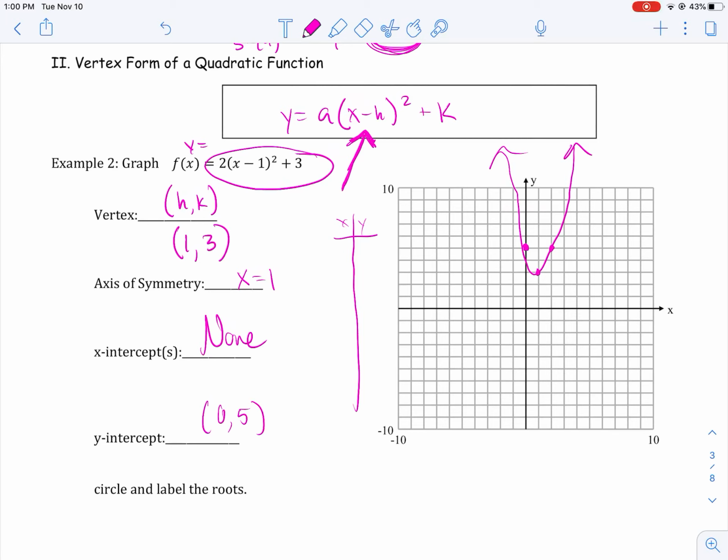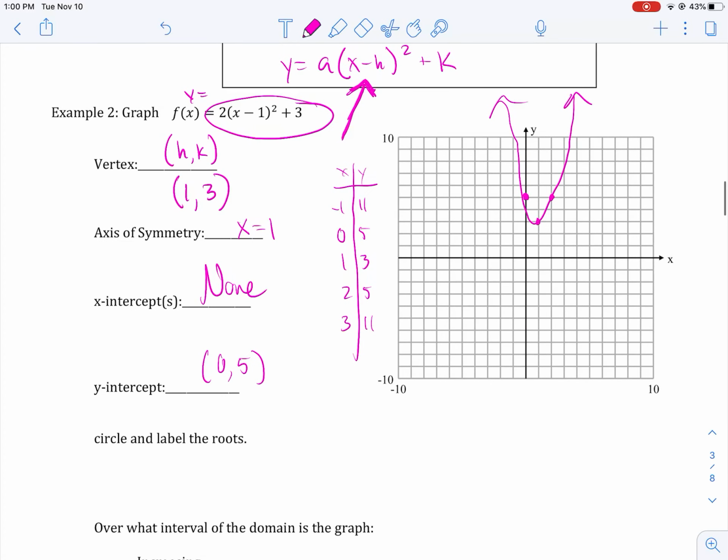At -1 we're at 11, at 0 we're at 5, at 1 we're at 3, at 2 we're at 5, and at 3 we're right back to 11. That's how I came up with those. Circle our roots? Well, there is none, so we can't do anything.